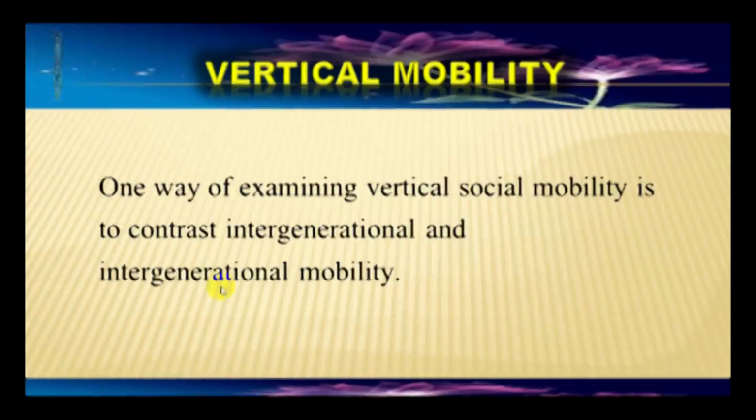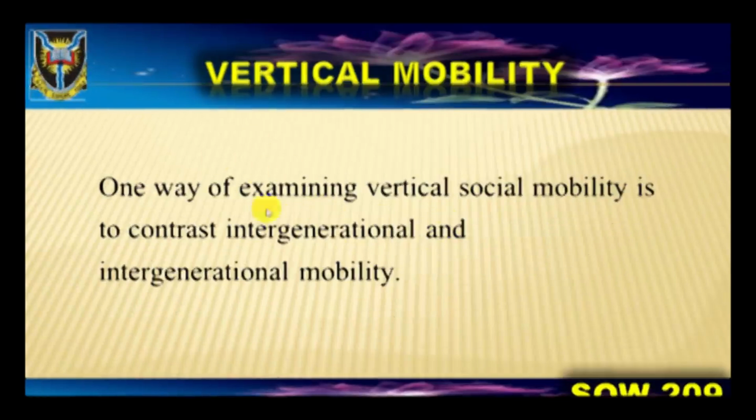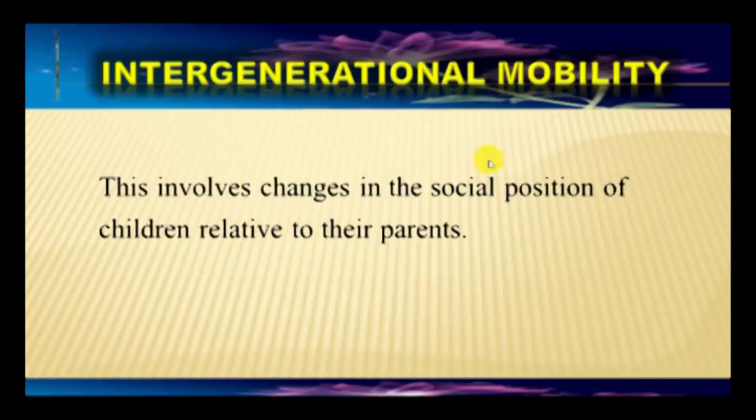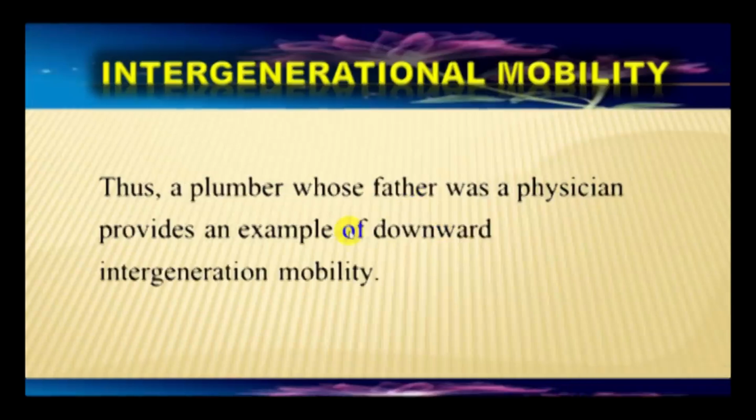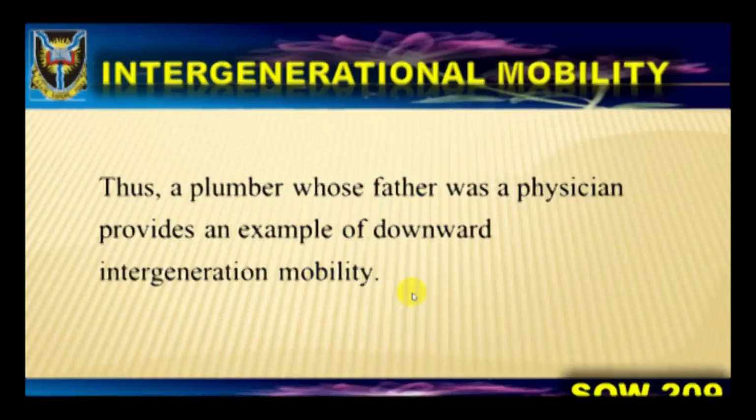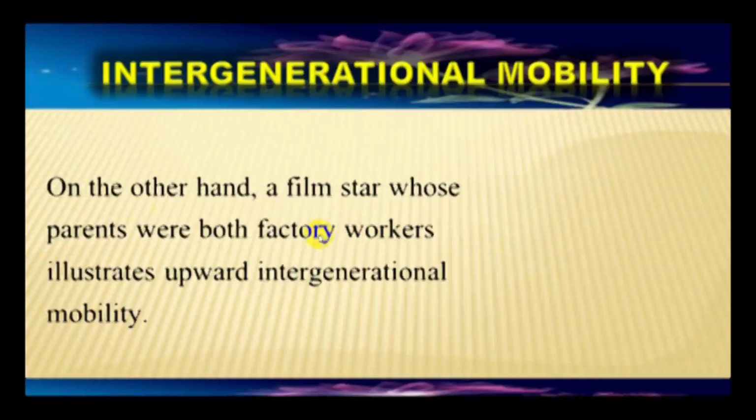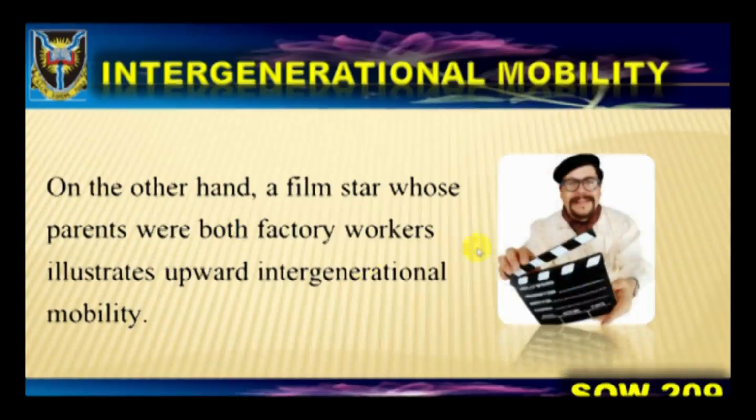One way of examining vertical social mobility is to contrast intergenerational and intragenerational mobility. Intergenerational mobility involves changes in the social position of children relative to their parents. Thus, a plumber whose father was a physician provides an example of downward intergenerational mobility. On the other hand, a film star whose parents were both factory workers illustrates upward intergenerational mobility.